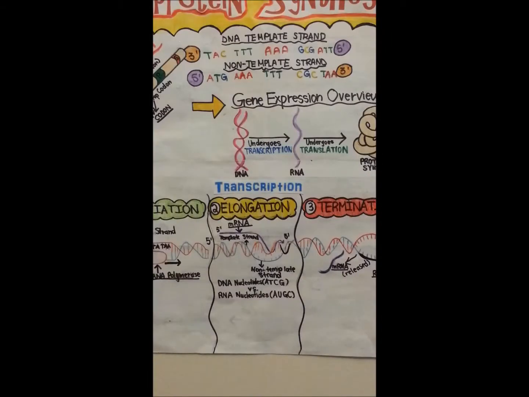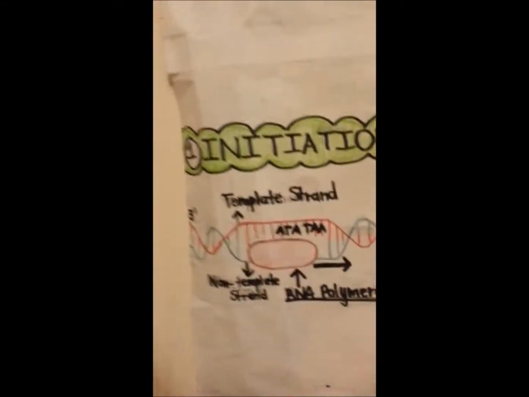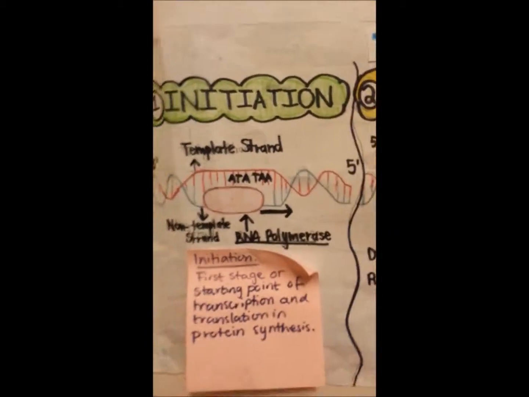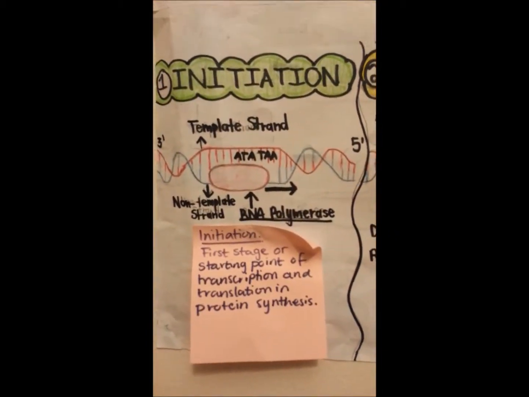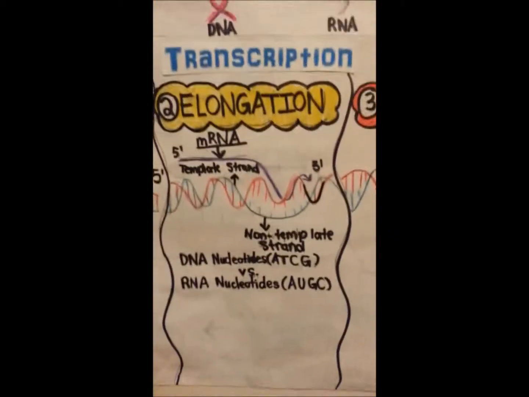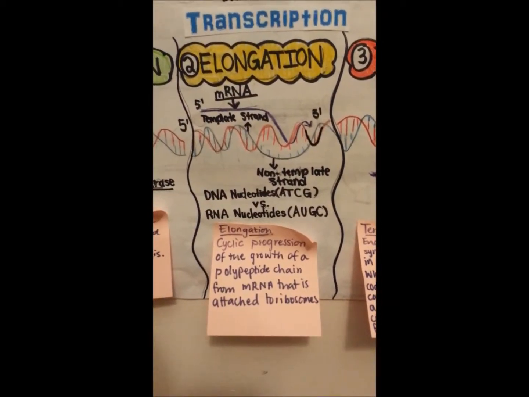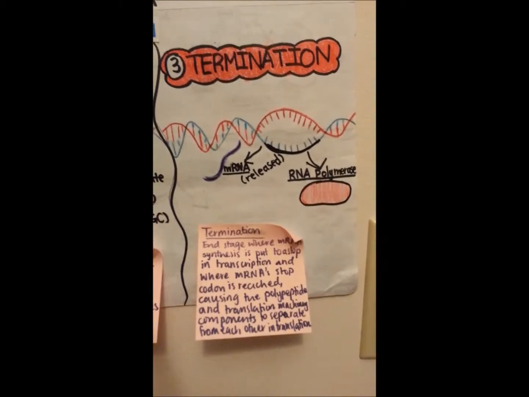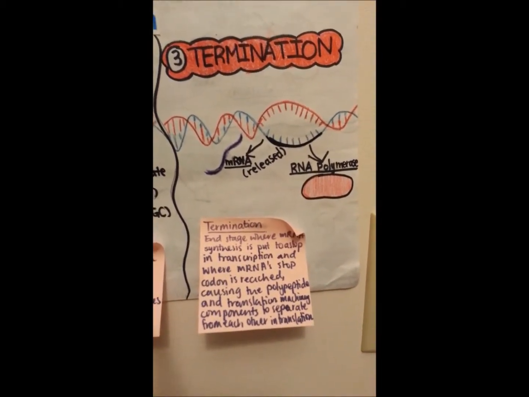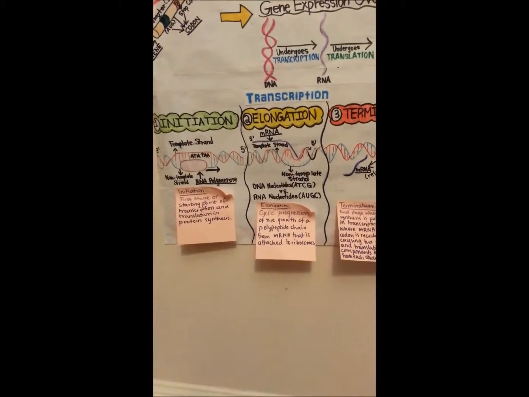As mentioned earlier, the first stage is transcription, and it happens in three stages. Initiation is the first stage or starting point of transcription and translation in protein synthesis. Elongation would be the cyclic progression of the growth of a polypeptide chain from mRNA that is attached to ribosomes. And termination is the end stage, where mRNA synthesis is put to a stop in transcription.